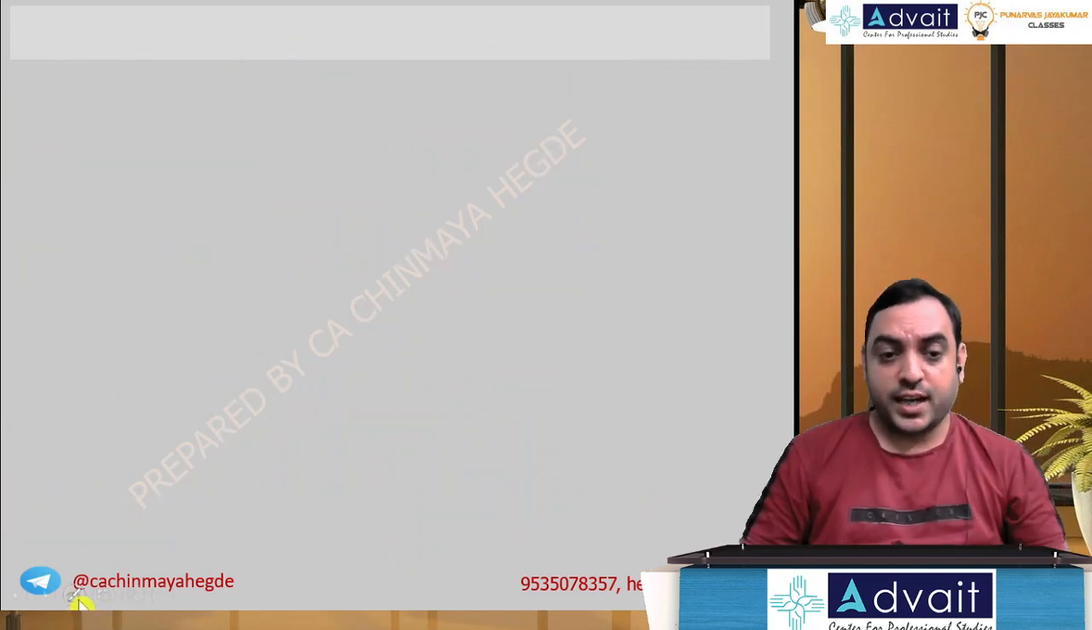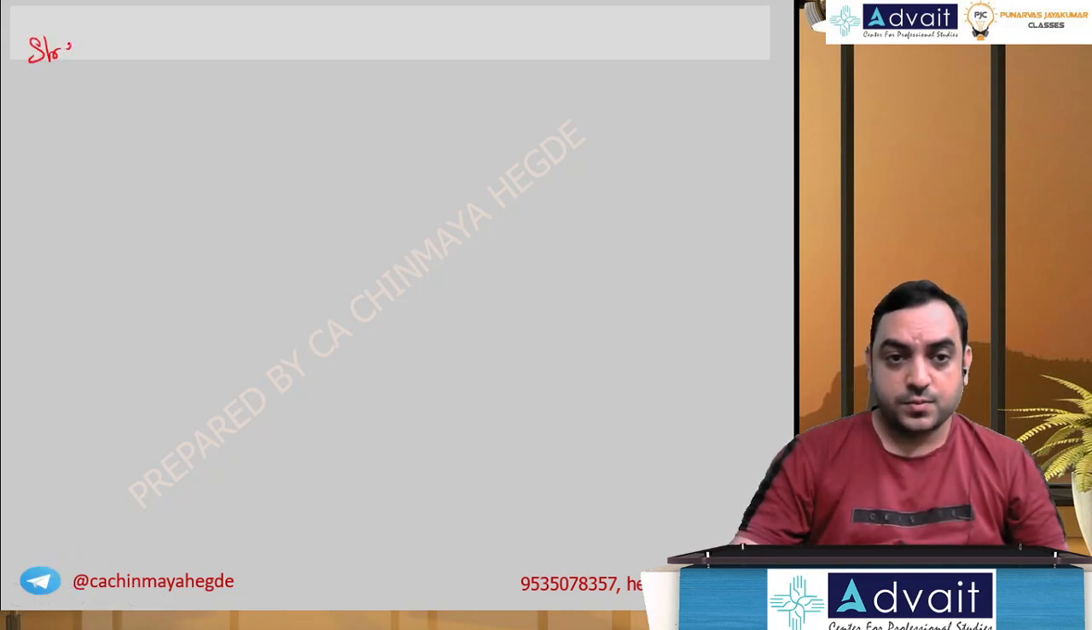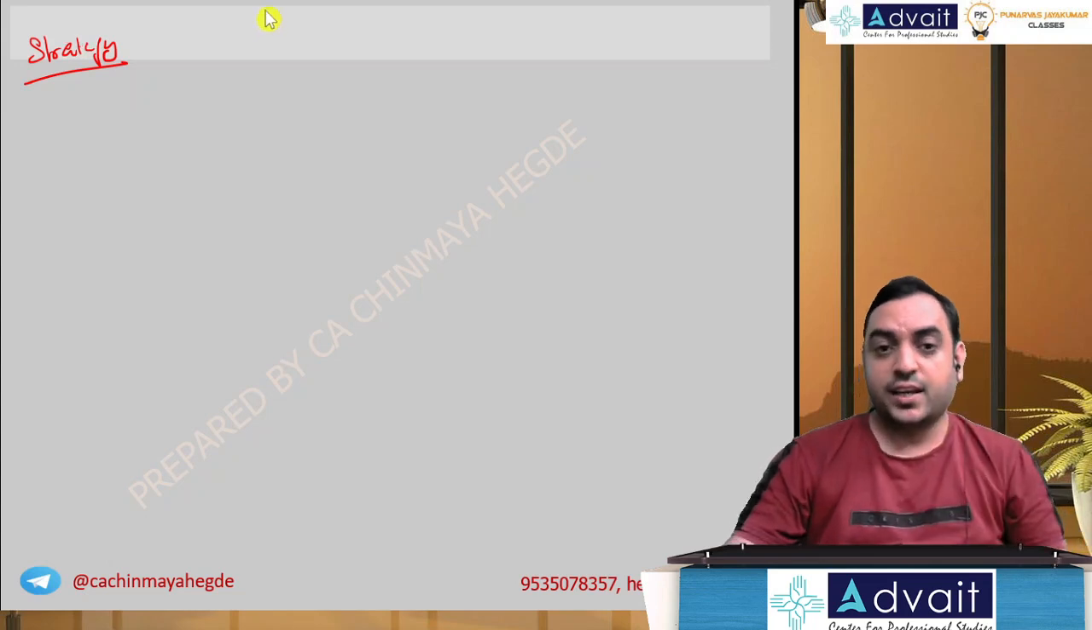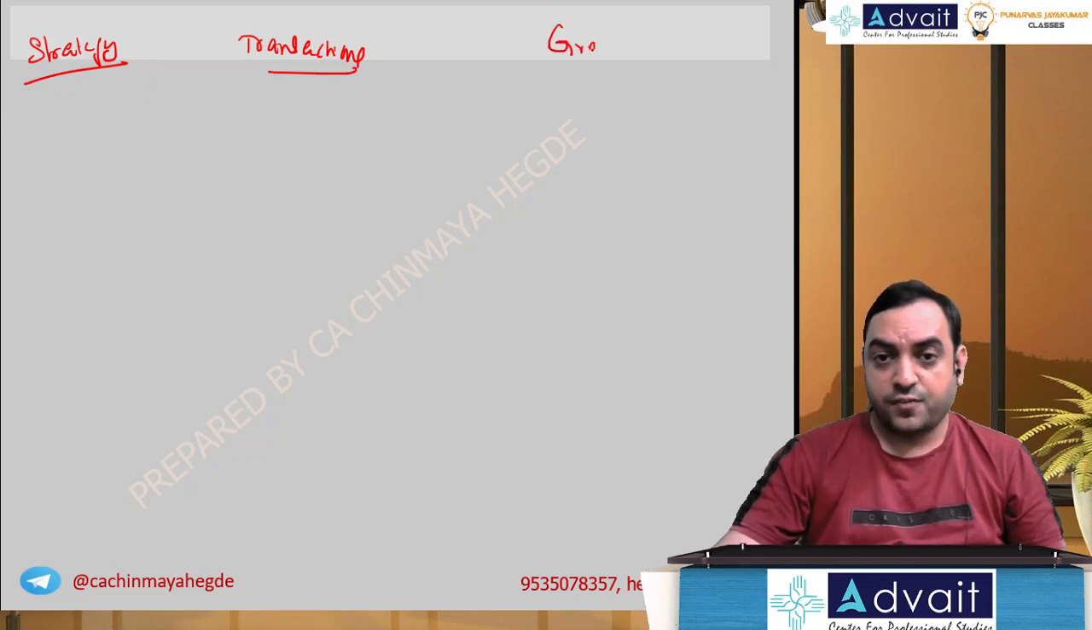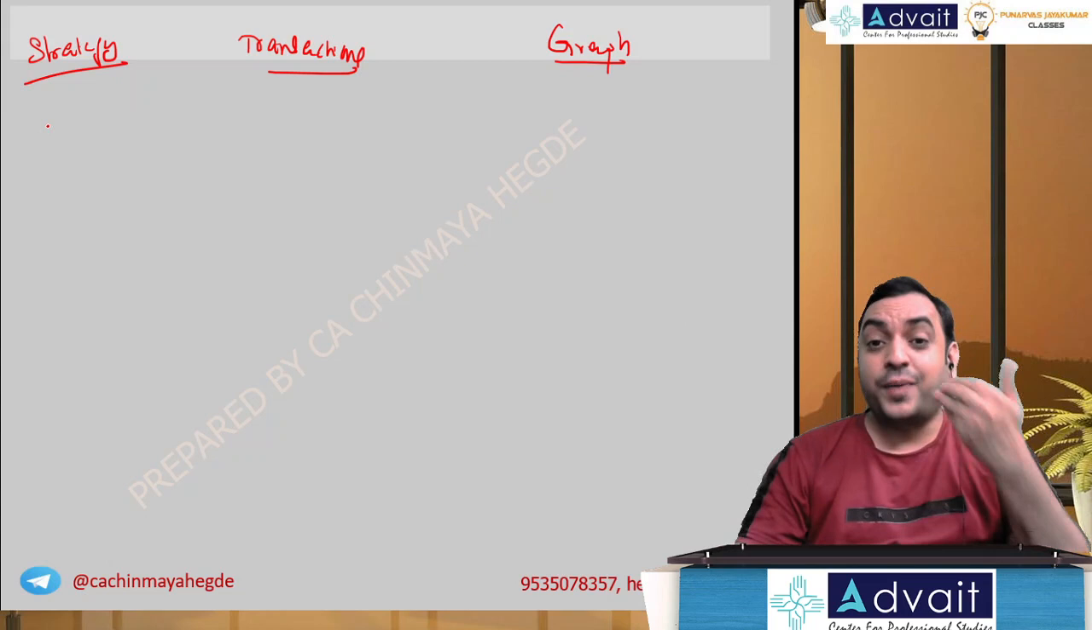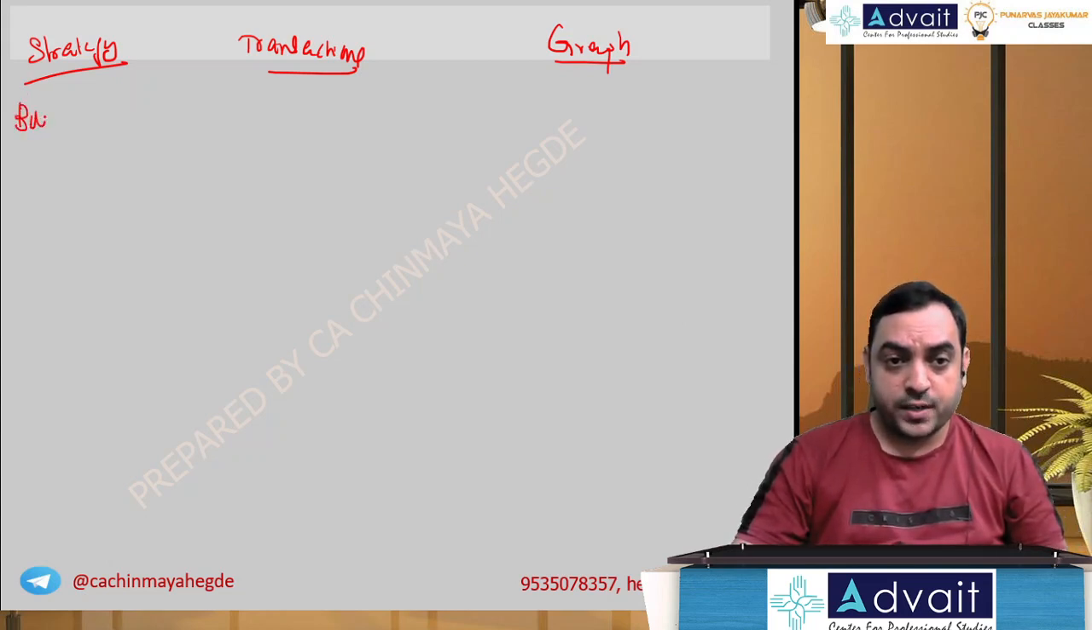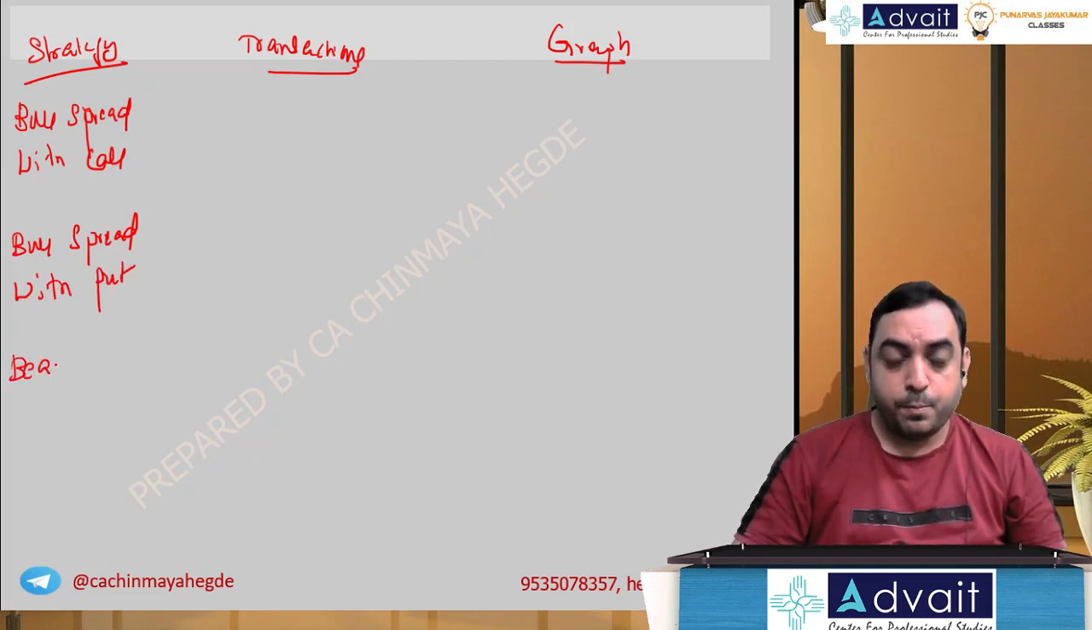So let me do a few more strategies quickly for you. Again, not a detailed calculation, a summary only: whatever transactions or positions we take, and how the payoff graph will look. So we have what are called spreads. We have bull spread with call, bull spread with put, then bear spread with call, bear spread with put.